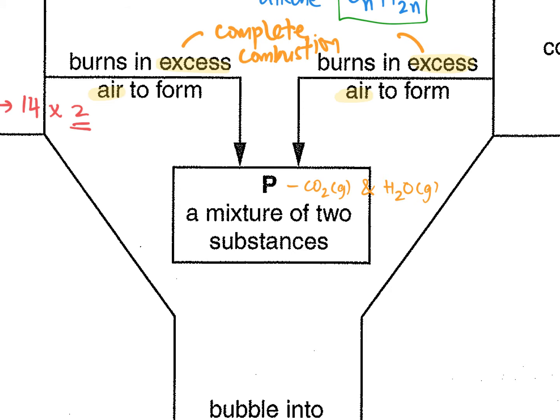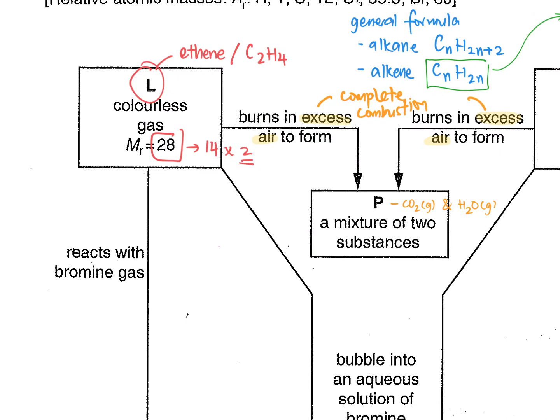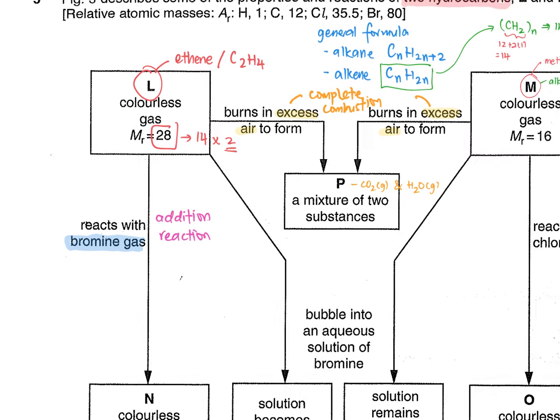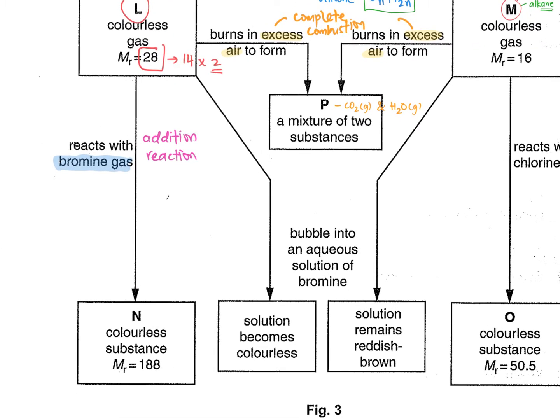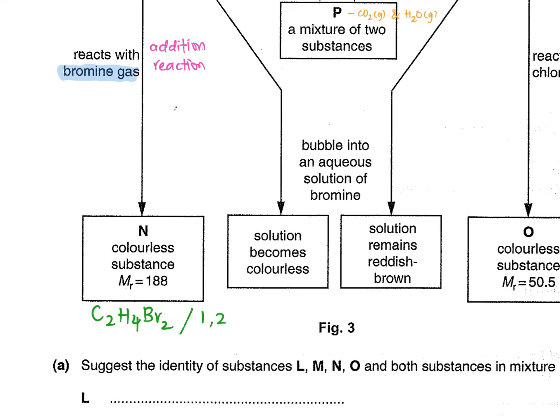Once you are done with this, let's look at the branch on the left first, which is your alkene. For this particular question, it states that it reacts with bromine with no other condition. If your hydrocarbon can react with your halogen with no other condition, then you should know that this is going to be an addition reaction, because for substitution reaction, you need a condition. And addition reaction can only be carried out by alkene type of molecule. So with that, you end up with a colorless substance, and the Mr is pretty huge, 188. If you have identified that this is your alkene, then the colorless substance formed when your ethene reacts with bromine will be C2H4Br2. This is what you call 1,2-dibromoethane.